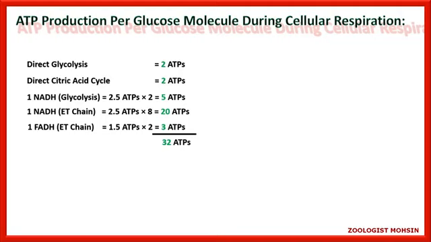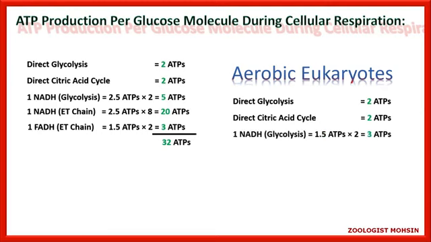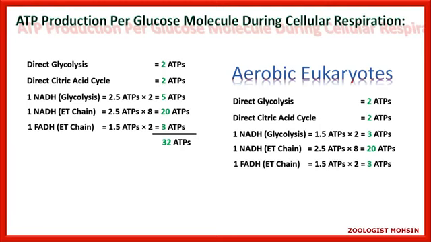But here is another exception: the 32 molecules are for some prokaryotes or simple unicellular organisms. They produce 32, but in aerobic eukaryotes there is another variation: direct glycolysis produces 2, direct citric acid cycle produces 2, NADH of glycolysis 1.5 each, NADH from the electron transport chain 25, FADH2 1.5 ATP each, and the total number of ATPs produced is 30 in aerobic eukaryotes, as suggested by Raven-Johnson Biology.